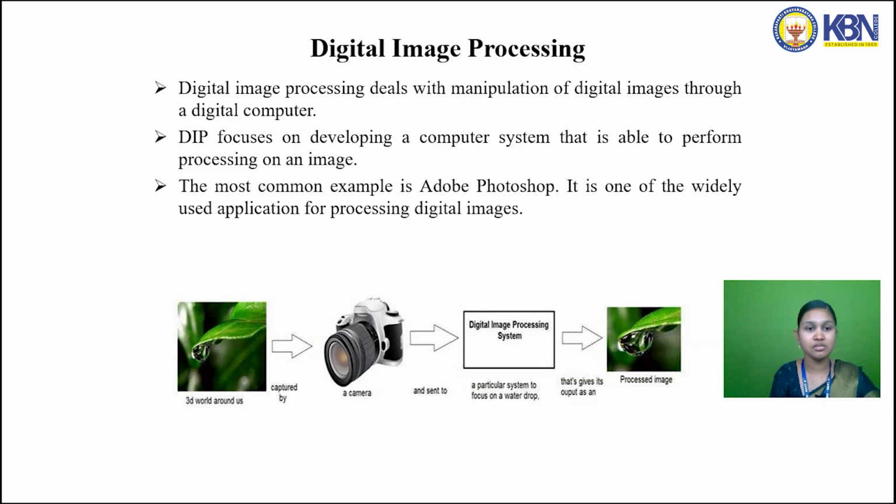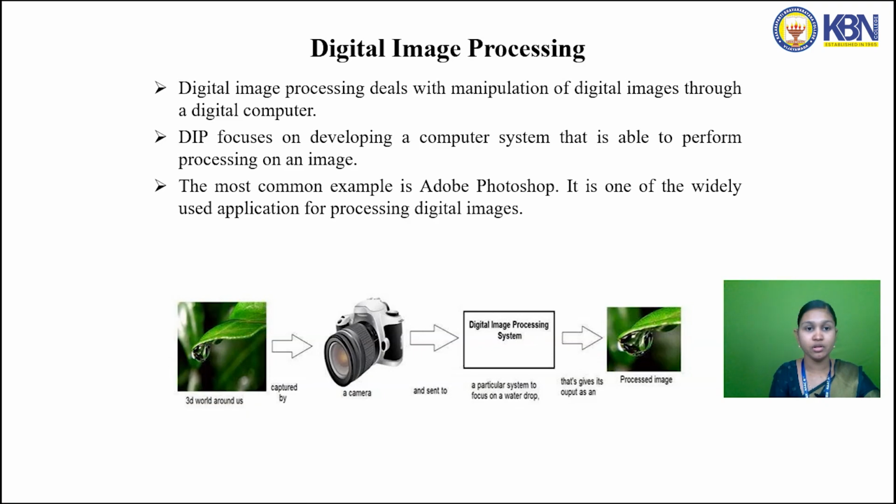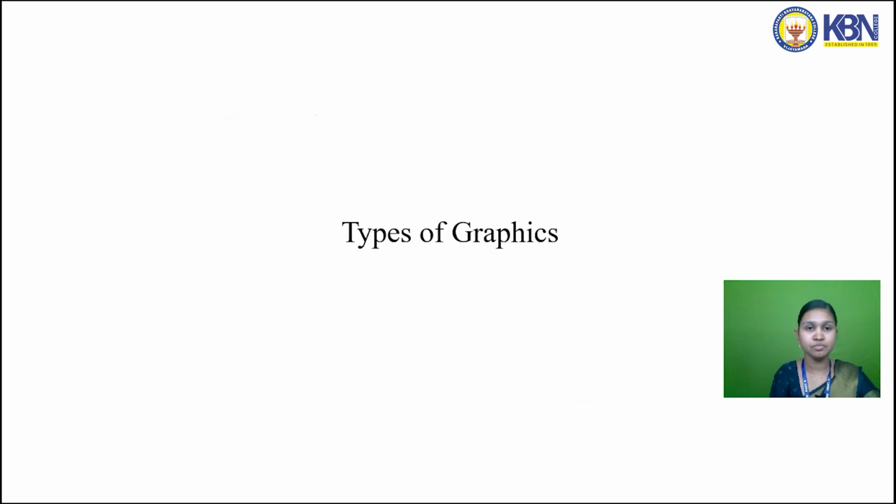Let us see a small example. Here, the 3D world around us is displayed. The image is captured by the camera and sent to the digital image processing. In this diagram, we are mainly focusing on the drop of the image. The remaining particles are removed. The main processing is on the drop of the image.